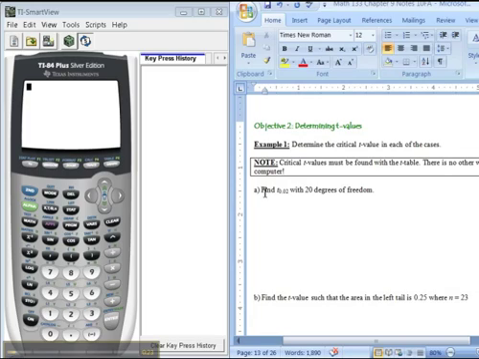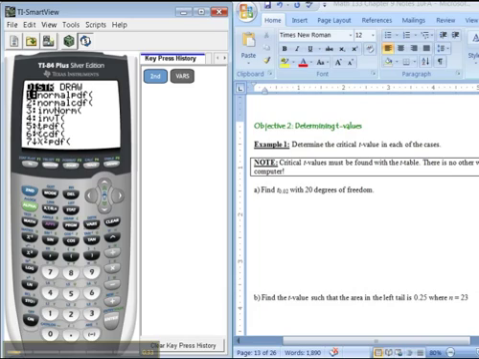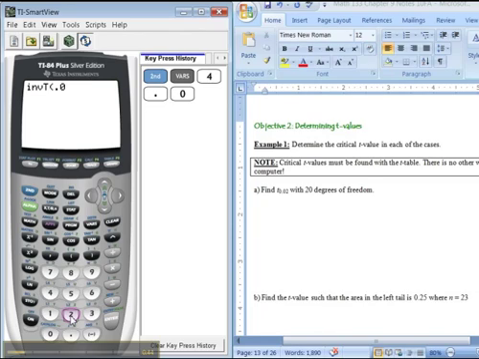So it wants to know the critical T value, T sub 0.02 with 20 degrees of freedom. The way to do that is to go to second distribution, pick number 4, inverse t. In a TI-83 calculator, that function is not there, so you can't do this. Then you tell it the area in the tail, which is 0.02, comma, then the degrees of freedom, which is 20. Enter. And you wait. And there you go.